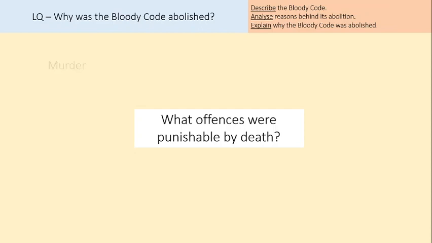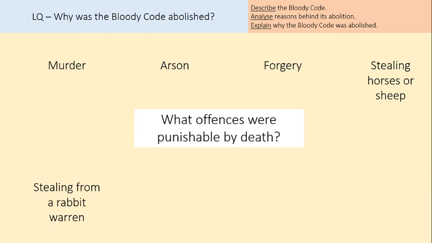Number one, which is kind of obvious: murder. If you murdered someone, you're going to be put to death. Arson, if you purposely set fire to something. Forgery, so that means when you're faking something, purposely faking things like money, goods. Stealing horses or sheep. If you stole someone's horse or a sheep or a cow, you were given the death penalty. Stealing from a rabbit warren. If you took a rabbit from its home, you would be put to death.